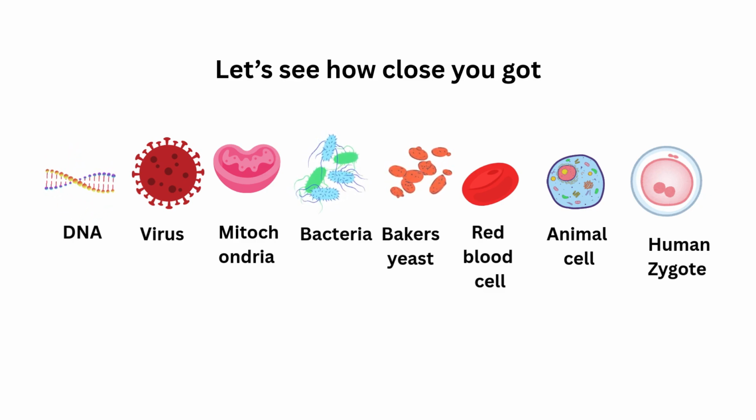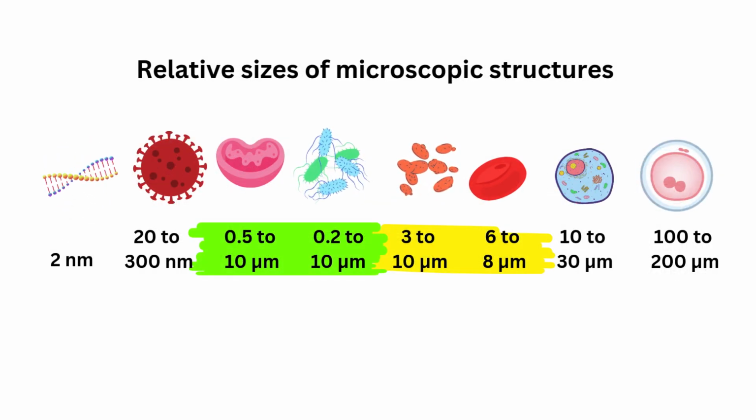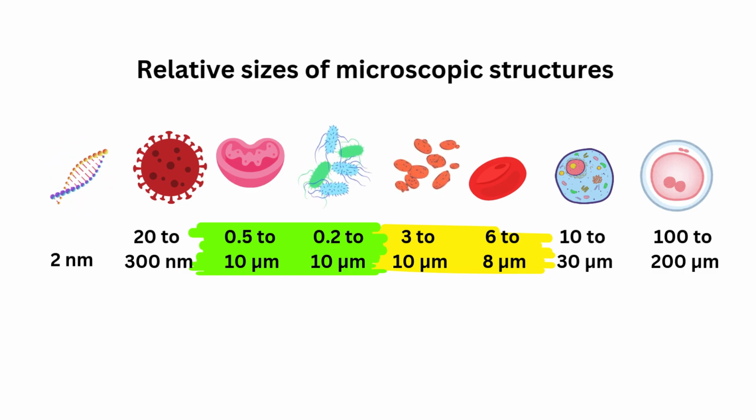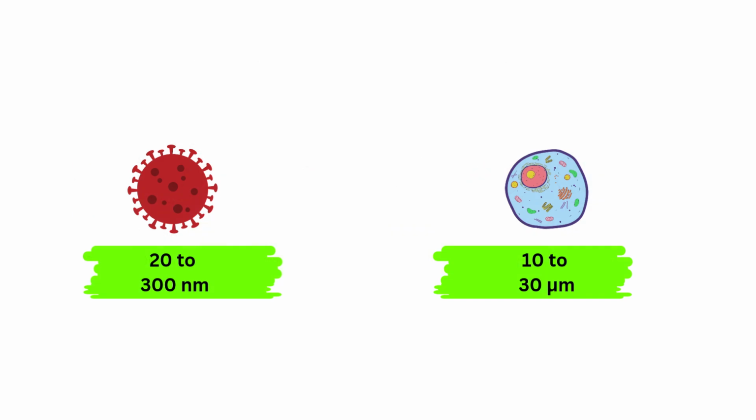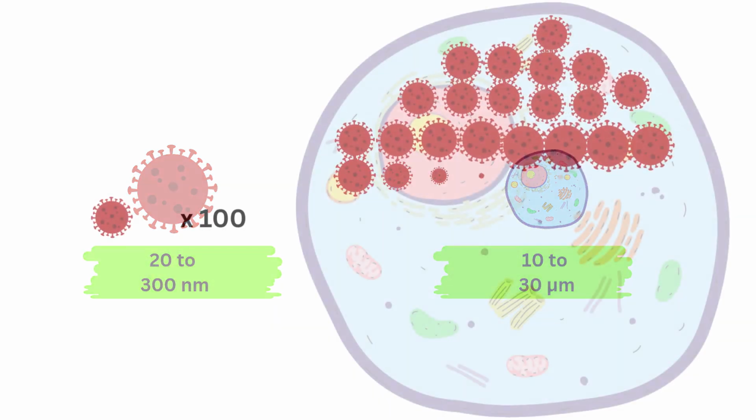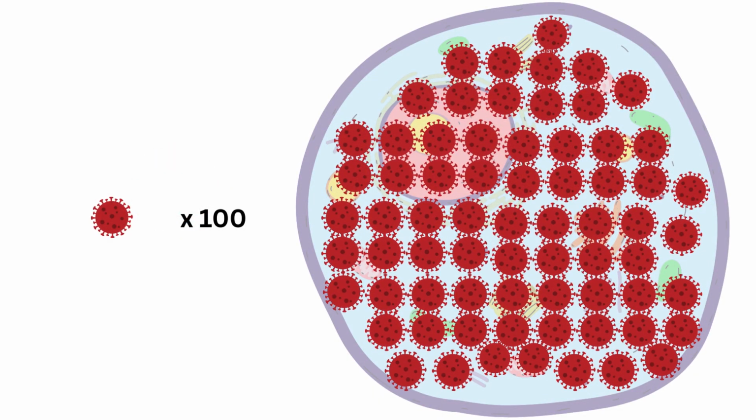The width of DNA packed tightly inside a cell's nucleus is the tiniest, and the early stage human embryo is easily the largest. You might have placed bacteria and mitochondria, as well as yeast and red blood cells, a little differently, and that's okay because their sizes often overlap slightly. But what's truly fascinating is the difference in the scale. For instance, a virus can be up to 100 times smaller than a typical animal cell. That's the beauty and the challenge of exploring the microscopic world.